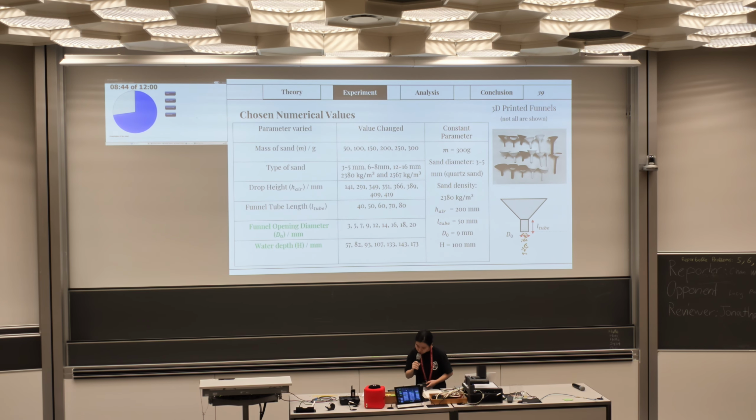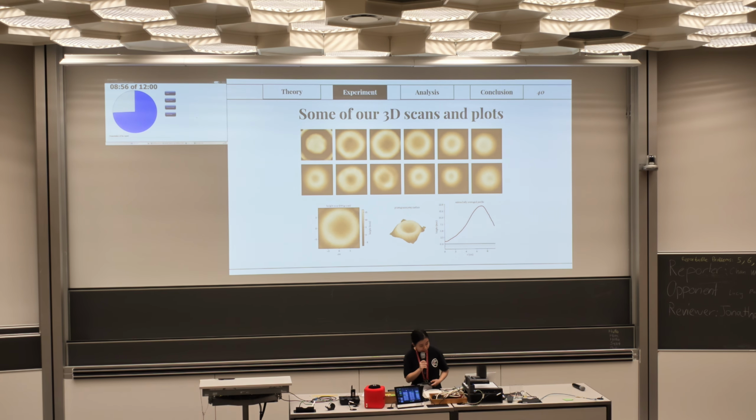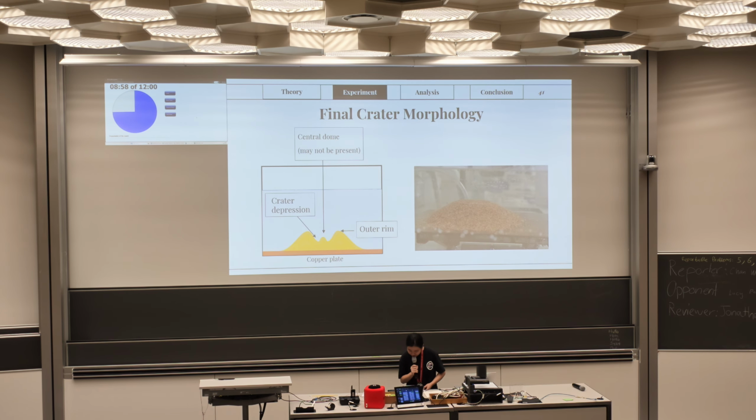And these are our chosen numerical values. These are the 6 parameters and the ranges we test. The 2 primary variables are the funnel opening diameter D0 and the water depth H. These are some of our 3D scans. The final crater has 3 features: a central depression, an outer rim, and sometimes a central dome.